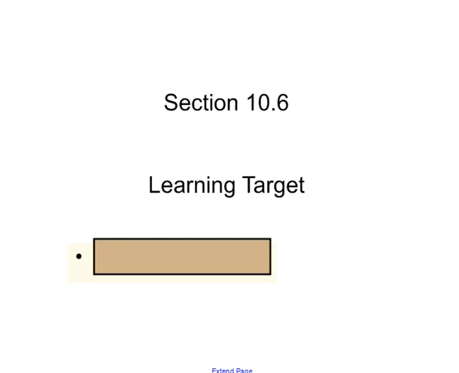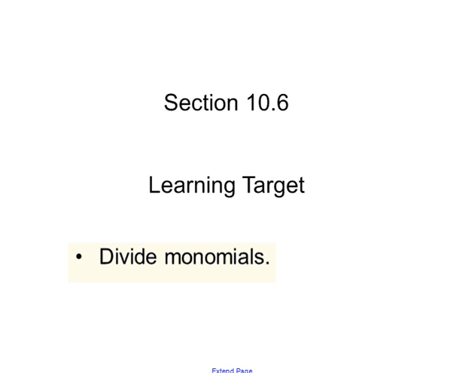Recreating our review video for Chapter 10, Section 6. Here's the learning target: we're going to divide monomials. Last section, 10.5, we learned how to multiply. Now we're going to learn how to divide them.